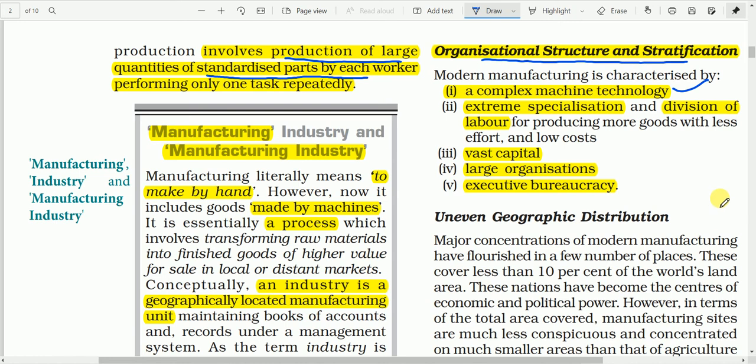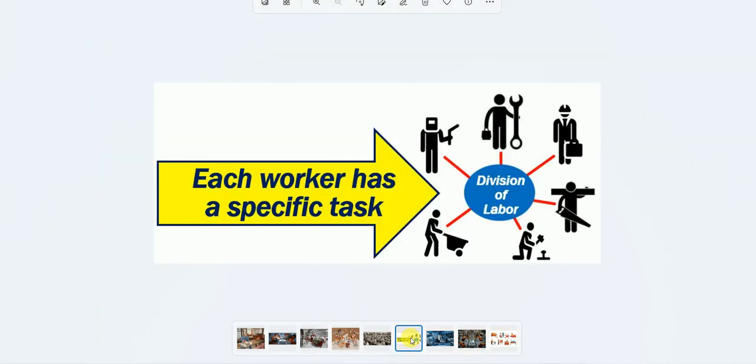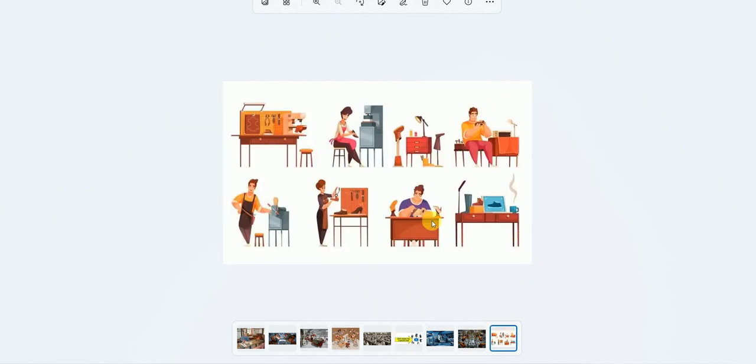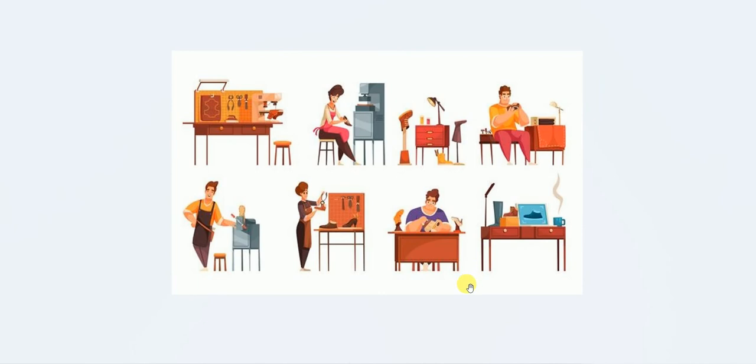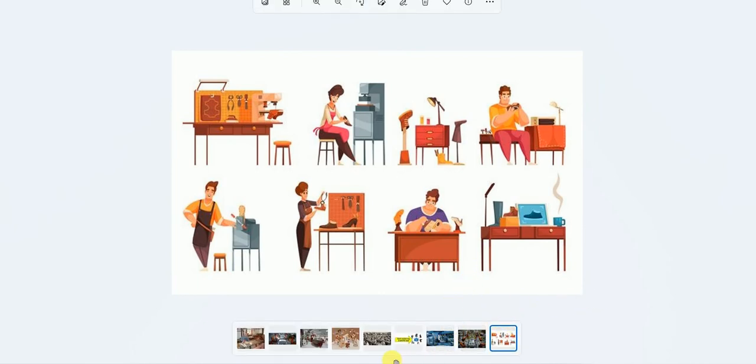Next we have extreme specialization. Extreme specialization and a division of labor for production of more goods with less effort and low cost. This one I have shown the example also. So in division of labor, each worker has a specific task, and here in this cartoon we will see the same. Each person is performing a task to accomplish it, and they will perform it repeatedly by themselves, and this improves the quality of the product also.